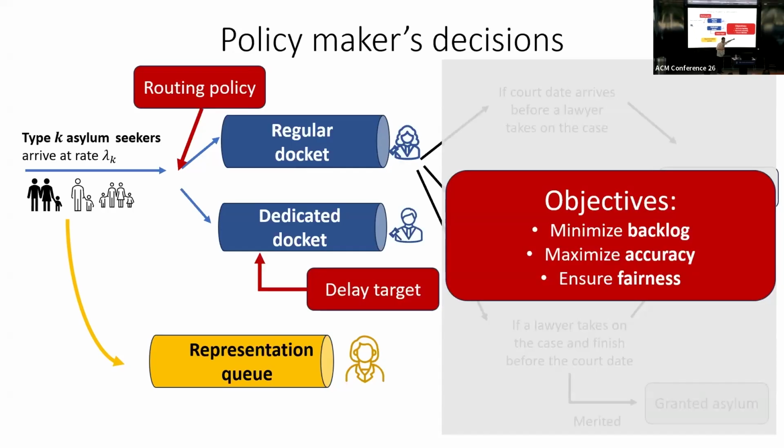The first one is to minimize backlog, because backlog is kind of serious nowadays. And the second one is to maximize the accuracy, which in our model is equivalent to maximizing the number of granted cases. Because if a case does not merit asylum, it will never get asylum in our model. The final goal is to ensure fairness, which is kind of an ambiguous term here. What does fairness mean? I will come back to this term later. For the time being, let's focus on the first two objectives: minimize backlog and maximize accuracy.